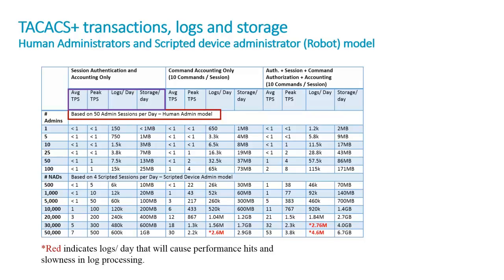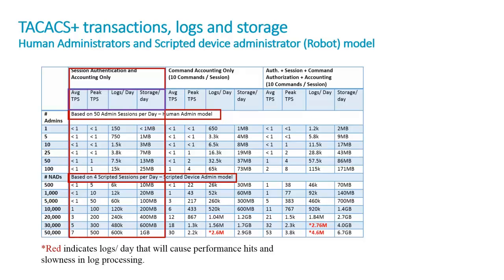And this is for both the human admin model, and this table is based on 50 admin sessions per day, and the device admin model based on 4 scripted sessions as we saw in the use case, and 10 commands per session. Now the table is split into 2 parts, and the first part in the top half is for the human admin, and the second part is for the scripted device admin.